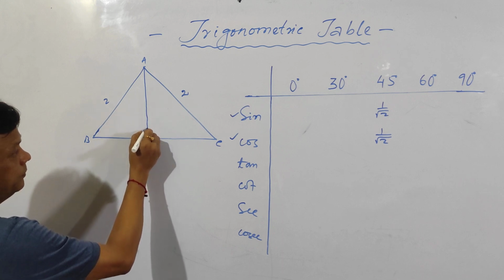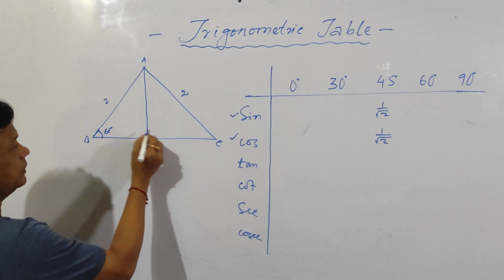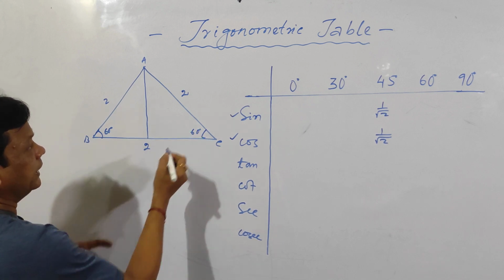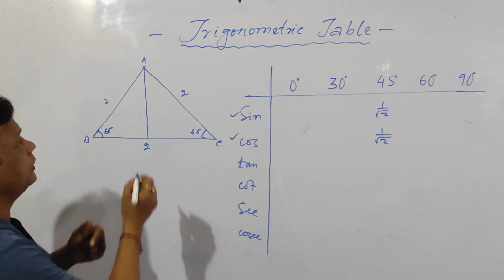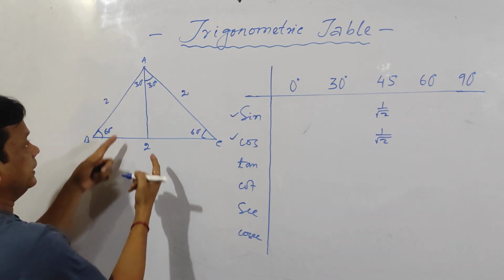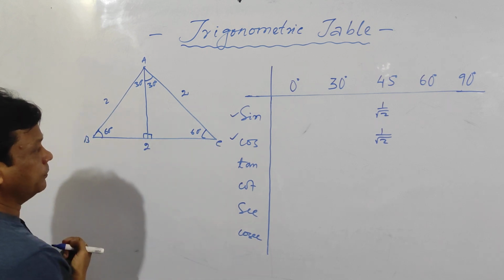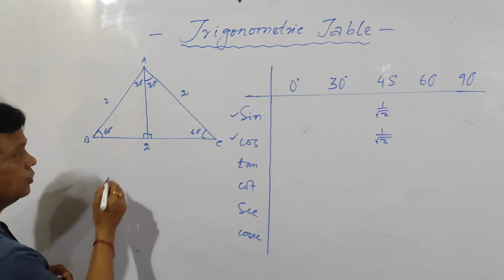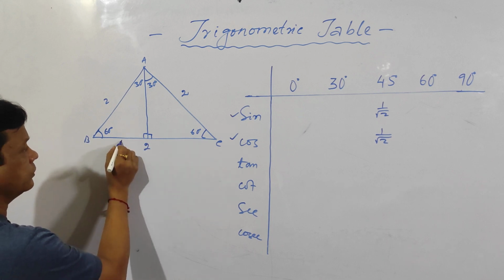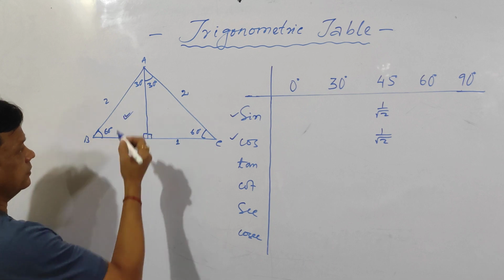from A upon BC. So since this is an equilateral triangle, this one is 60 degree. So this one is also 60 degree. And the perpendicular will divide this angle, so each is equal to 30 degree. And this perpendicular will divide the base into 2 equal parts. So since the total base is 2, this one is equal to 1, this one is equal to 1. So I am taking this one as 1 and this one as 1. So let us take this triangle.